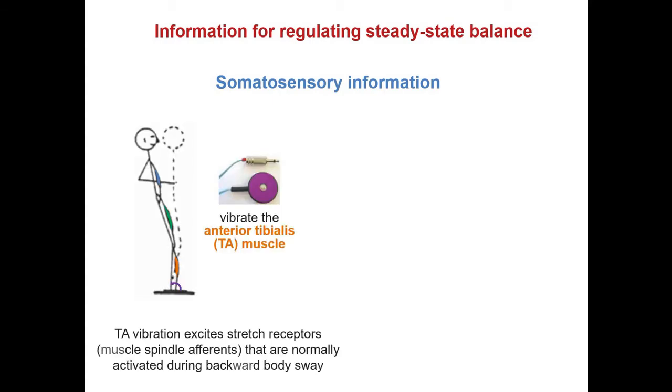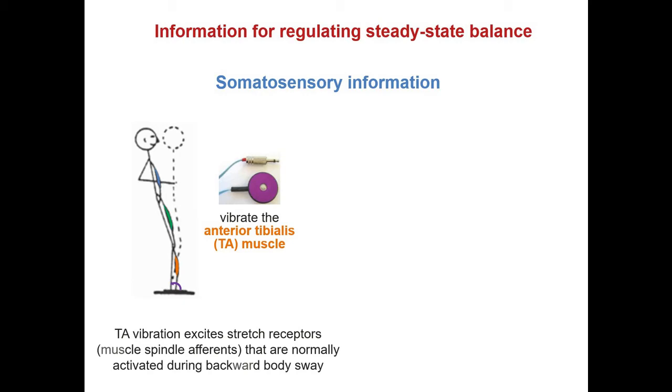An alternative method for manipulating somatosensory information, in contrast to the hypothermia-based technique we were just looking at, is using vibration. In the picture here we see what's referred to as a tactor. This little device is placed on the skin and is used to produce a very specific vibration pattern. For example, we can place a tactor over the anterior tibialis muscle. If we do this, the vibration will mechanically stimulate stretch receptors and, therefore, excite muscle spindle afferents.